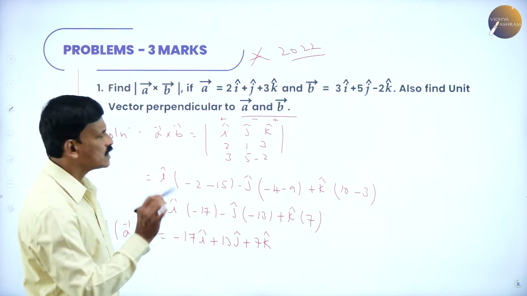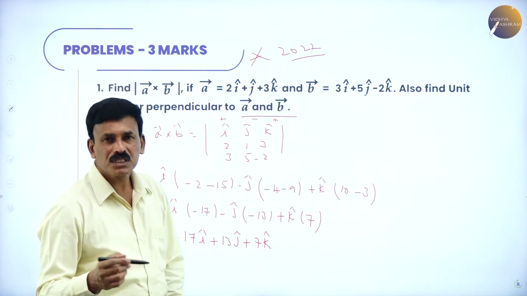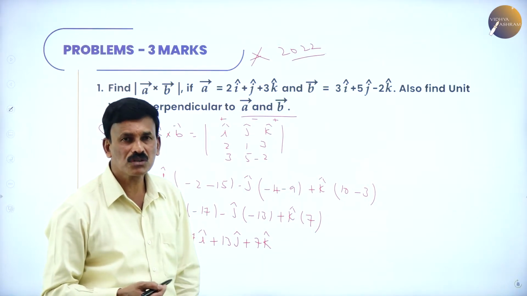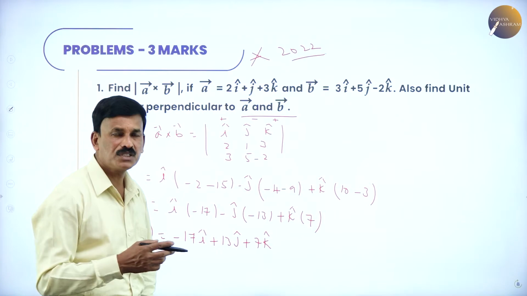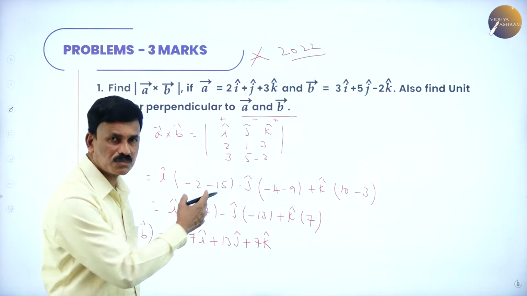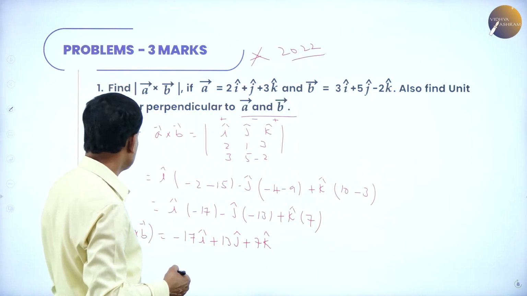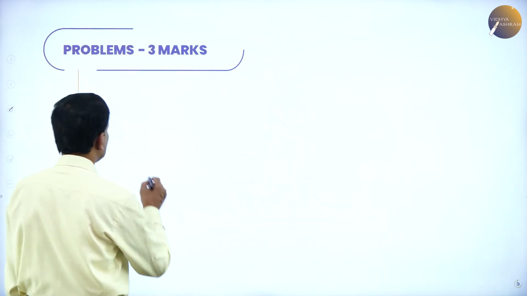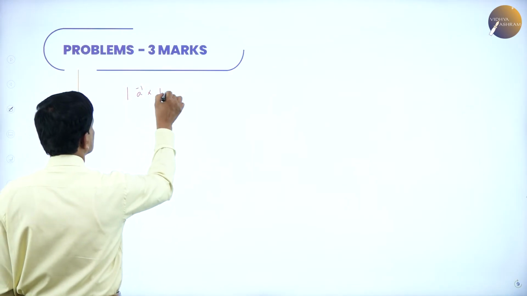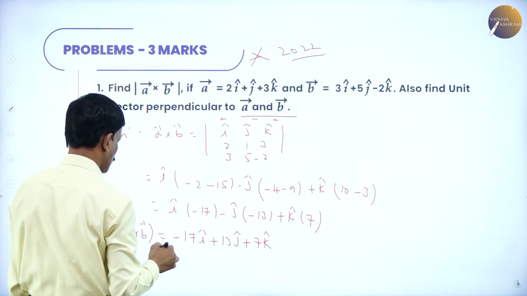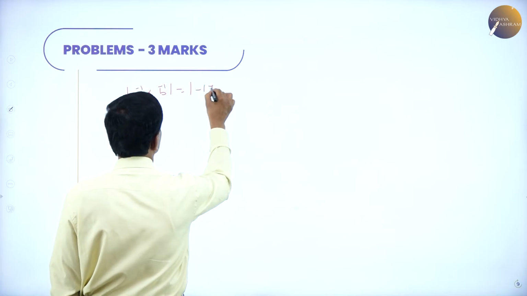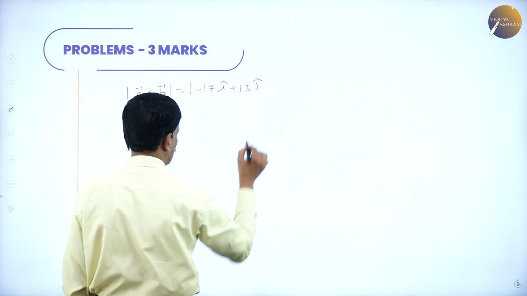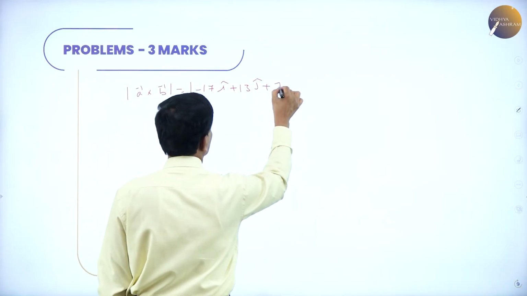Determinant I, J, K, simplify. That's why, after completion of matrices and determinants, I took this chapter so that you will find it very easy to solve the problems. There is a connectivity between determinants and vectors for expanding 2 row and 3 row, 3 column determinants. Now let us find the magnitude of this. The magnitude of this, length of A cross B, is equal to length of minus 17i plus 13j plus 7k.